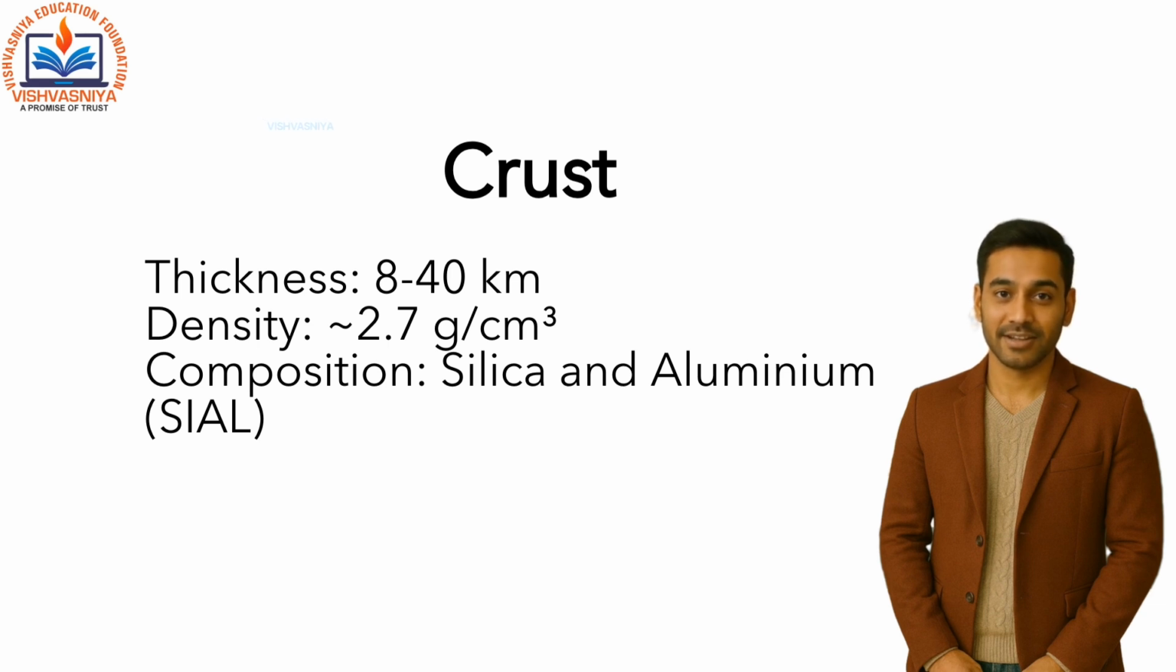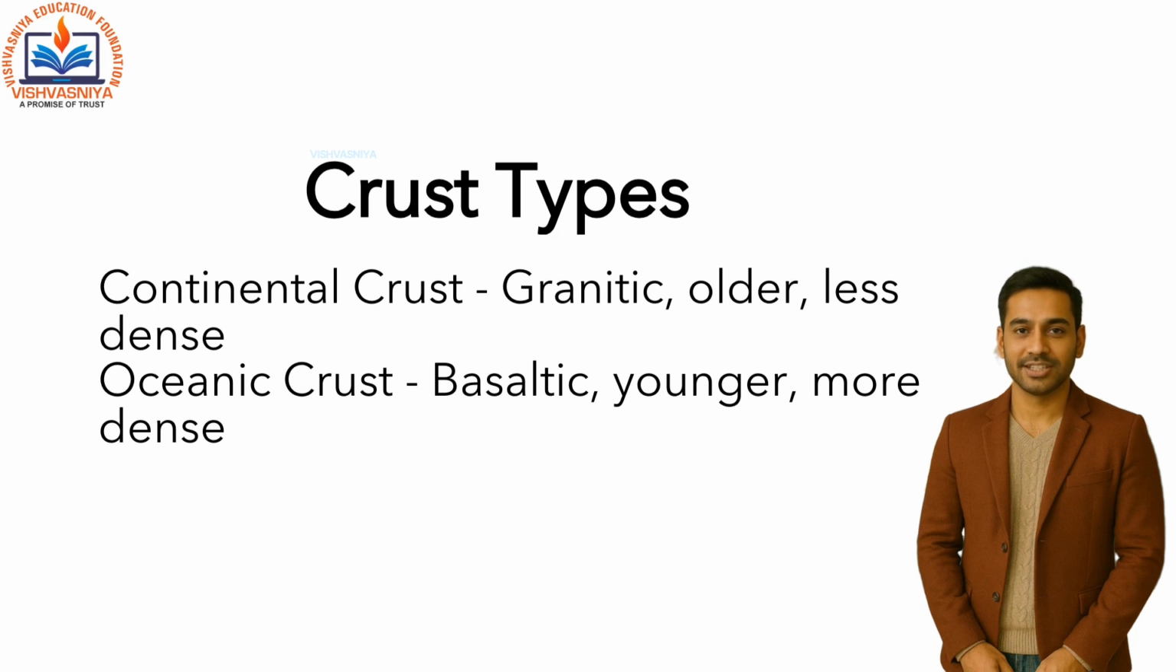It is very thin, only about 8 kilometers under oceans and up to 40 kilometers under continents. The crust is made of silica and aluminium, so we call it SiAl. It has two types: continental crust, granitic, older, less dense; oceanic crust, basaltic, younger, denser. This is the layer where we live, where mountains, rivers, forests, and cities exist.